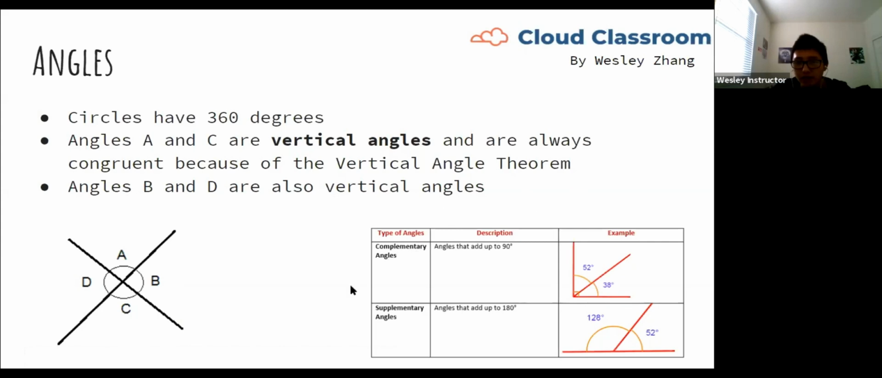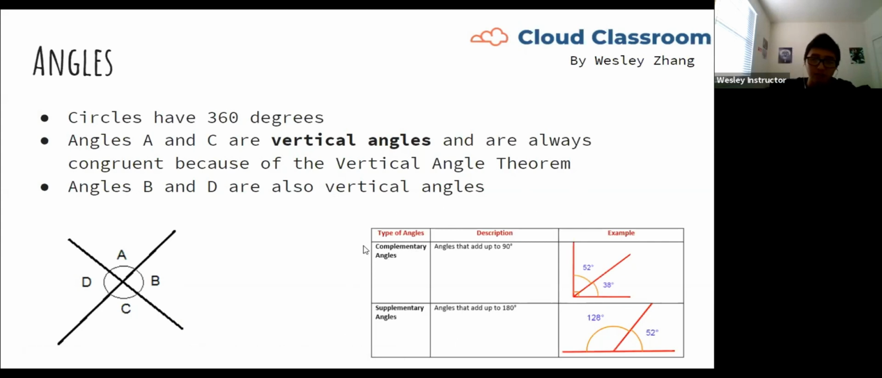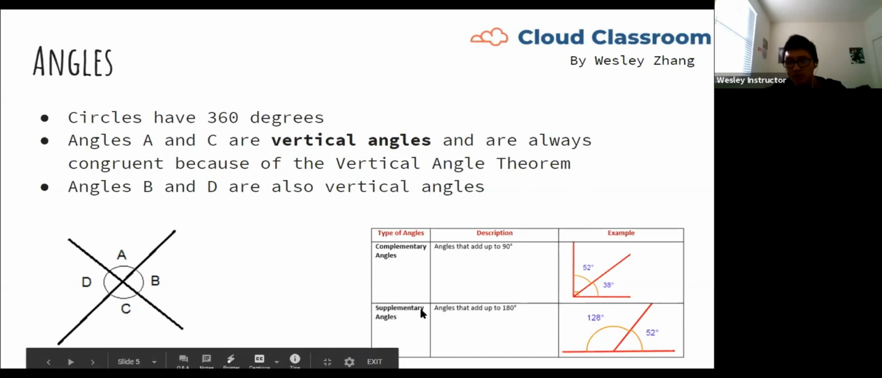All right, and if you look at this chart down here, we have types of angles. A complementary angle is angles that add up to 90 degrees. And a supplementary angle is angles that add up to 180 degrees. So you see here, 52 plus 38 makes a right angle, 90 degrees. And 128 plus 52 makes a 180 degree angle, or a straight line.